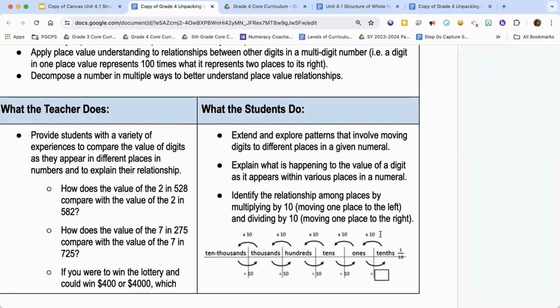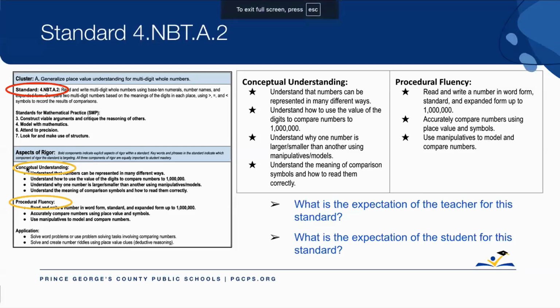What students do: extend and explore patterns that involve moving digits to different places in a given numeral. Explain what is happening to the value of a digit as it appears within various places in a numeral. Identify the relationship among places by multiplying by 10, moving one place to the left, and dividing by 10, moving one place to the right. Again, we are looking at the conceptual understanding, mathematical standards 3, 4, 6, 7, along with procedural understanding. Please pause the video at this time to read this and review the expectation of students and teachers for each standard.